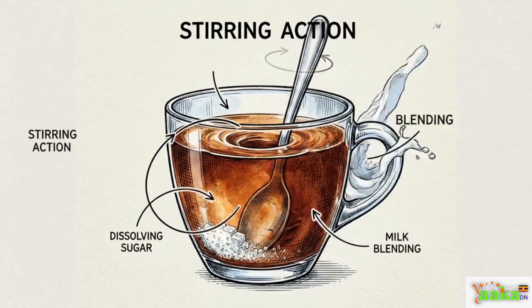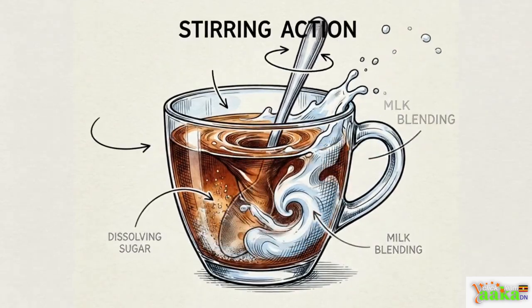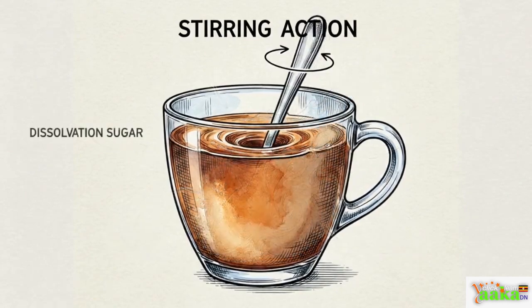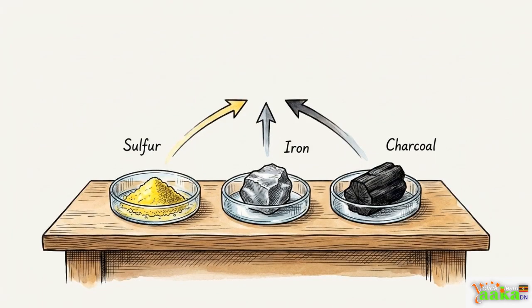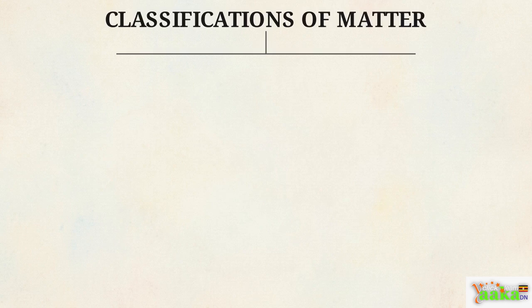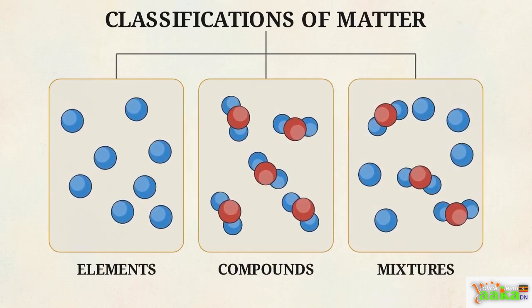When you pour milk and sugar into a hot cup of tea and give it a stir, you're witnessing the basic laws of chemistry in action. Look around you. Every single thing you touch, drink, or breathe is built from a very small set of basic chemical ingredients. Chemists organize all this physical matter into 3 specific groups: elements, compounds, and mixtures.